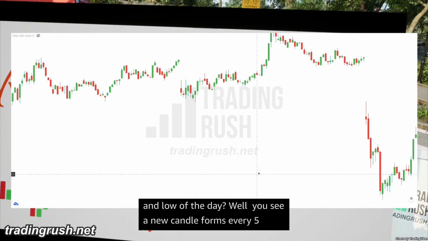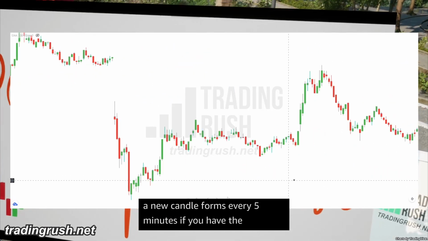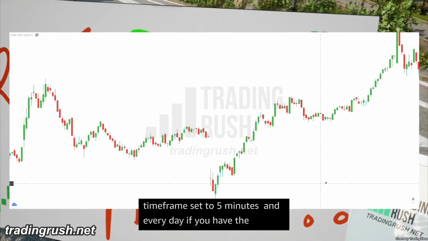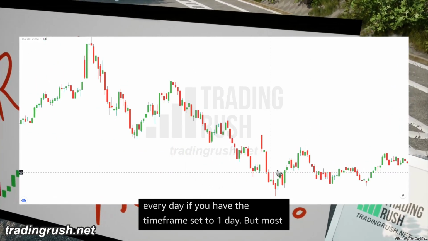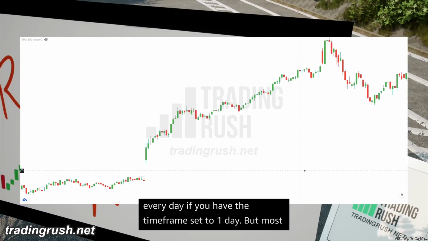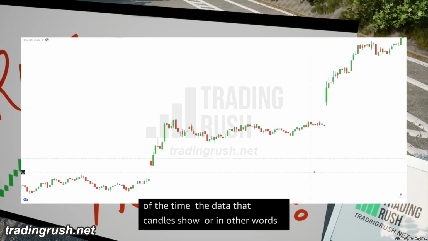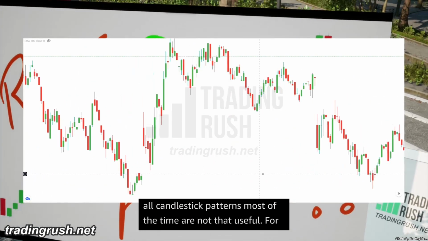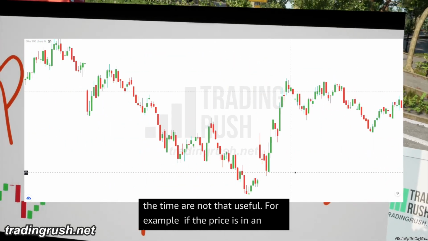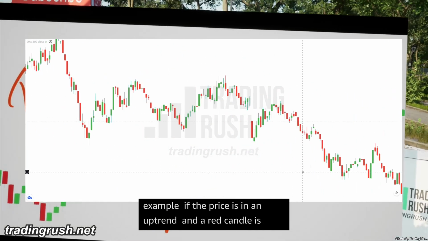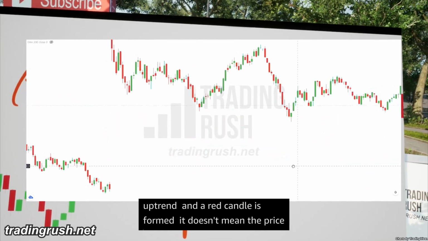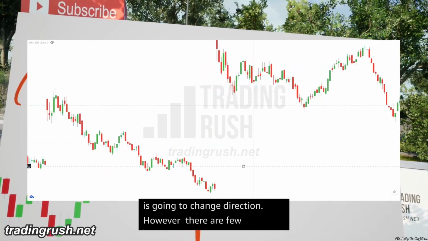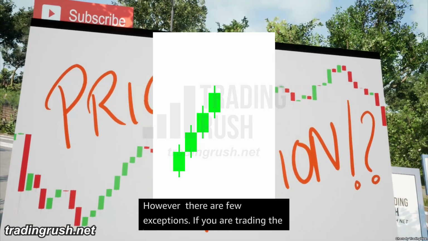Well, you see, a new candle forms every 5 minutes if you have the time frame set to 5 minutes, and every day if you have the time frame set to 1 day. But most of the time, the data that candles show, or in other words, all candlestick patterns, are not that useful. For example, if the price is in an uptrend and a red candle is formed, it doesn't mean the price is going to change direction. However, there are a few exceptions.